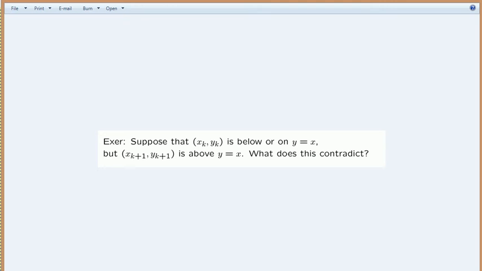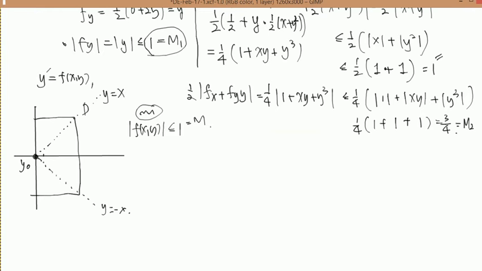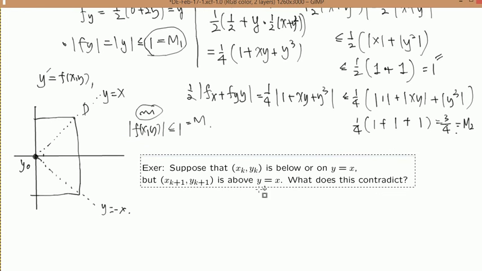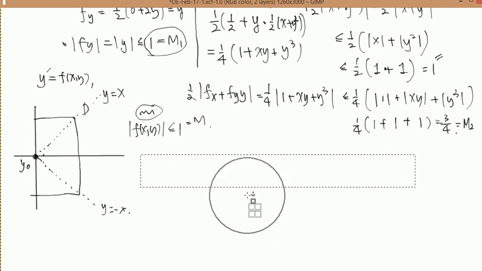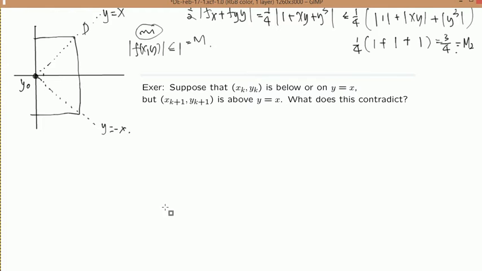So here's a statement to test that, and this is your first exercise. You can answer intuitively, just a little bit better than, oh, that grows like this, therefore it can't happen. A little bit better than that, write down some mathematical argument that explains better. So suppose xk, yk is below or on y equals x, or in between, and xk plus 1, yk plus 1 happen to be outside these two dotted lines, either above y equals x or below y equals -x.